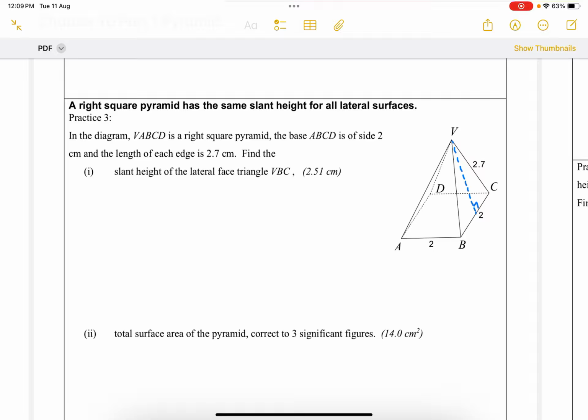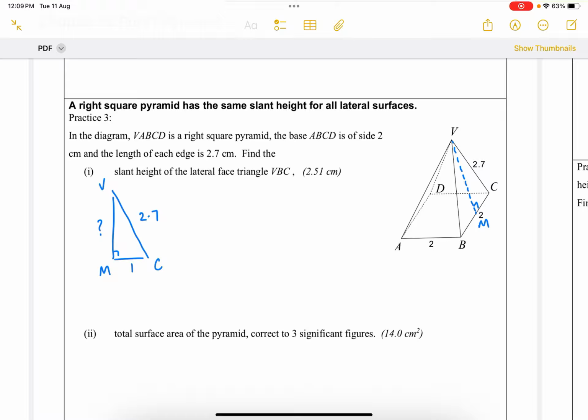Again, we are able to identify a right angle triangle. So I'm going to extract it out. We've got our V over here, C, and if I were to call this midpoint M, let's just call this M. 2.7 is our VC. Our base, MC, is going to be half of 2. So this gives us 1. And now, VM is our slant height.